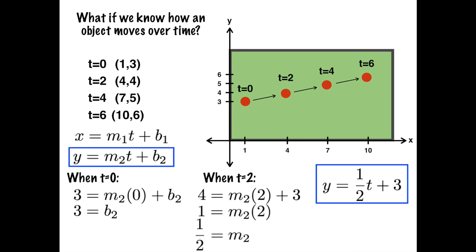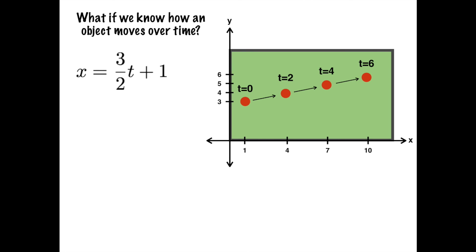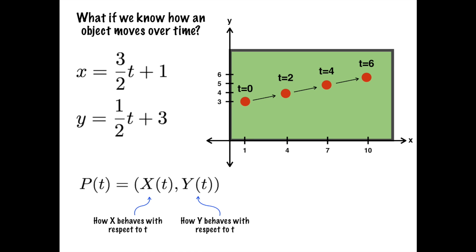Okay, so now we've got how x is behaving and how y is behaving. And remember, we were looking for this. We were looking for position with respect to time, and we wanted to see how x and y were changing because we wanted it to be an ordered pair.